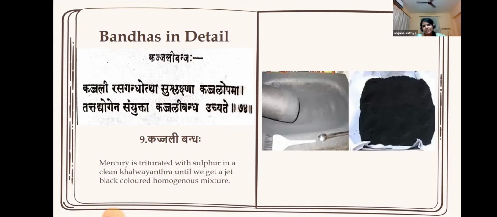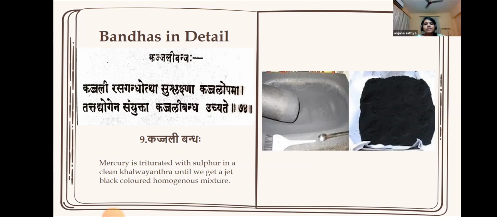And the next bandha is also a very important bandha, like the Parpadi bandha itself, Kajali bandha. You might know the sloka: Dadubir Gandha Kadesha Nirdrave Mardido Rasaha Suslakshnaha Kajalabho Aso Kajalita Vidiyade. So the mercury is triturated with other minerals and metals till we obtain jet black colored Kajali.